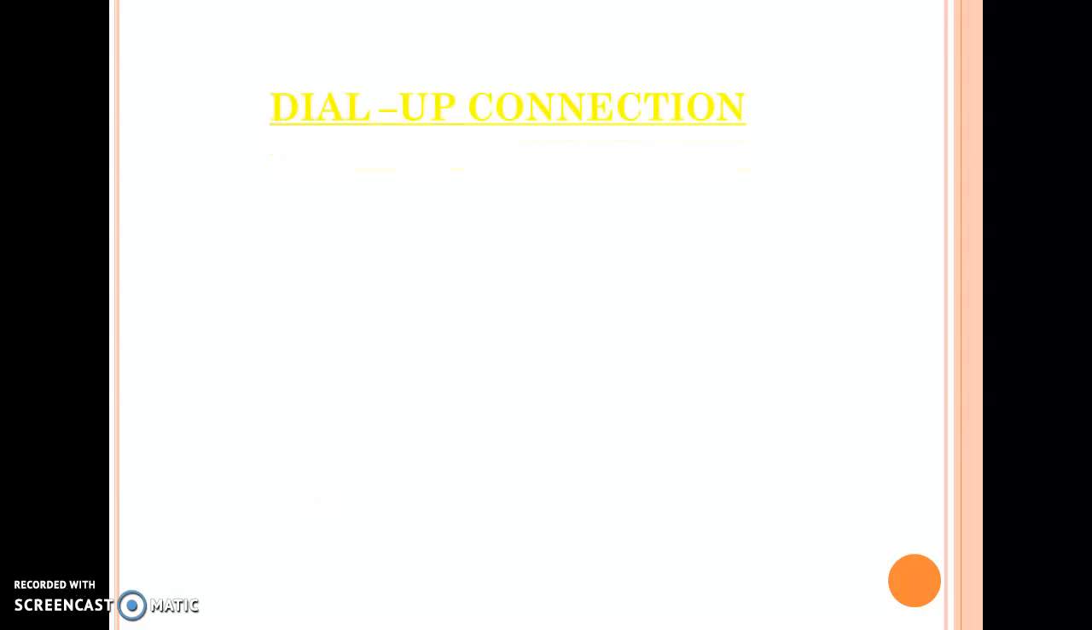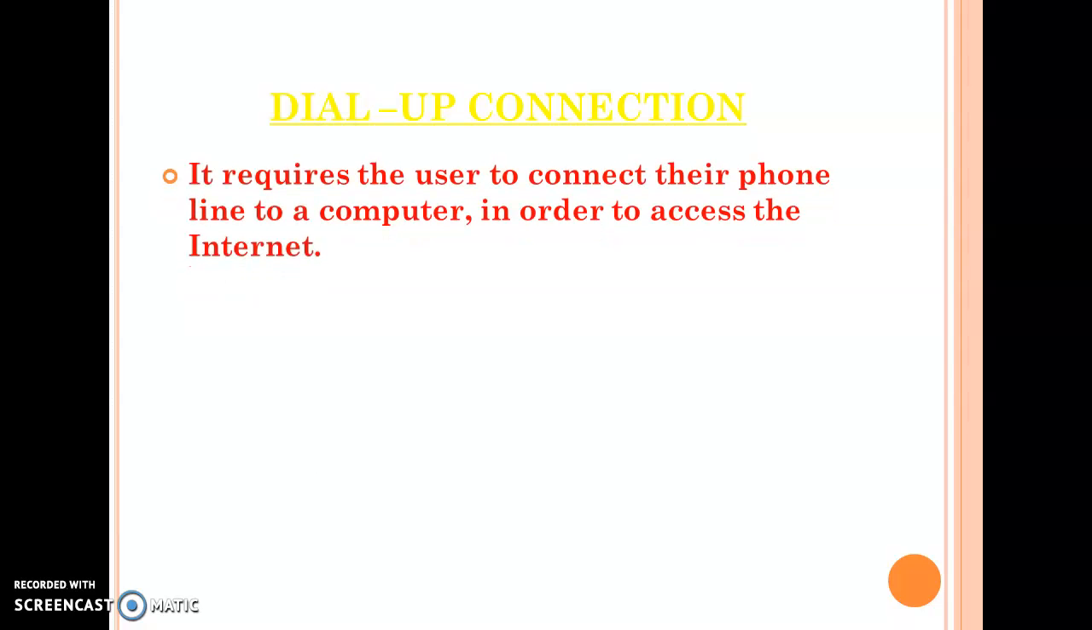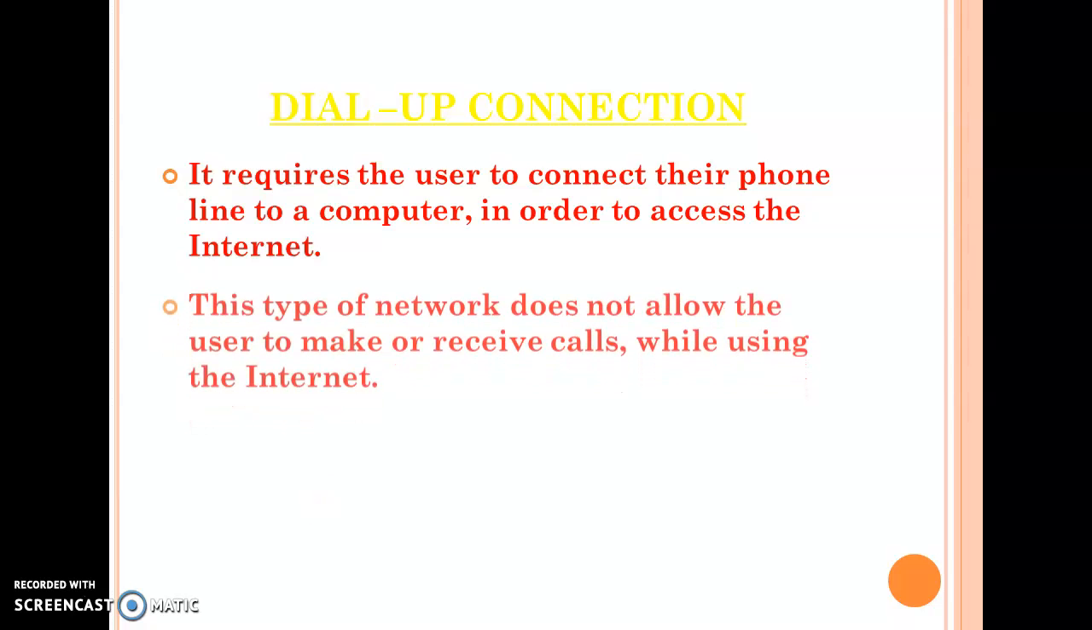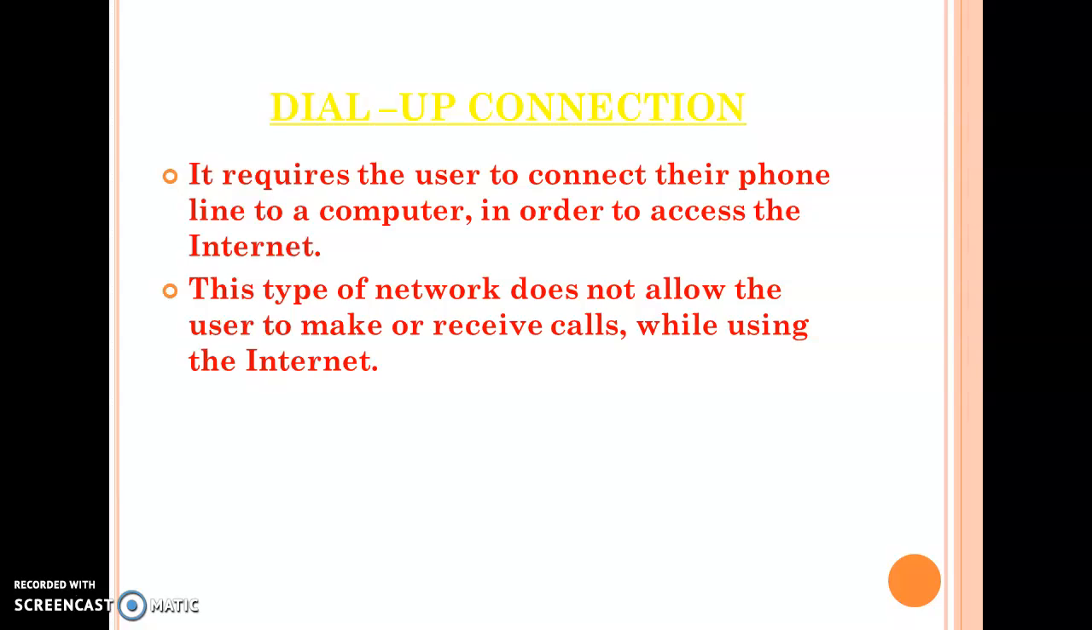Dial-up connection. Dial-up connection requires the users to link their phone line to a computer in order to access the internet. Earlier, we used to have the landline connection. So, in that case, the landline connection was used for the internet connection. This particular type of connection does not allow the user to make or receive calls while using the internet, which means if your telephone line is connected with the internet, at that time you cannot make or receive any calls.